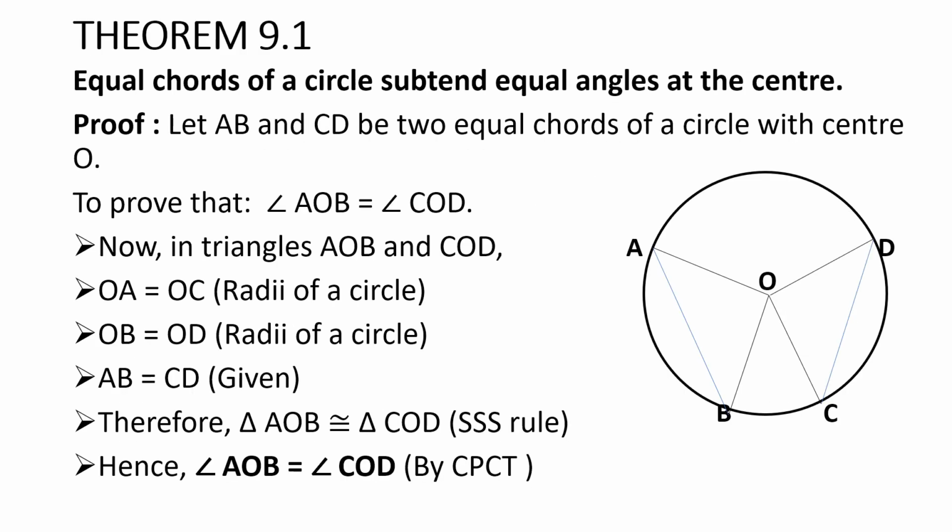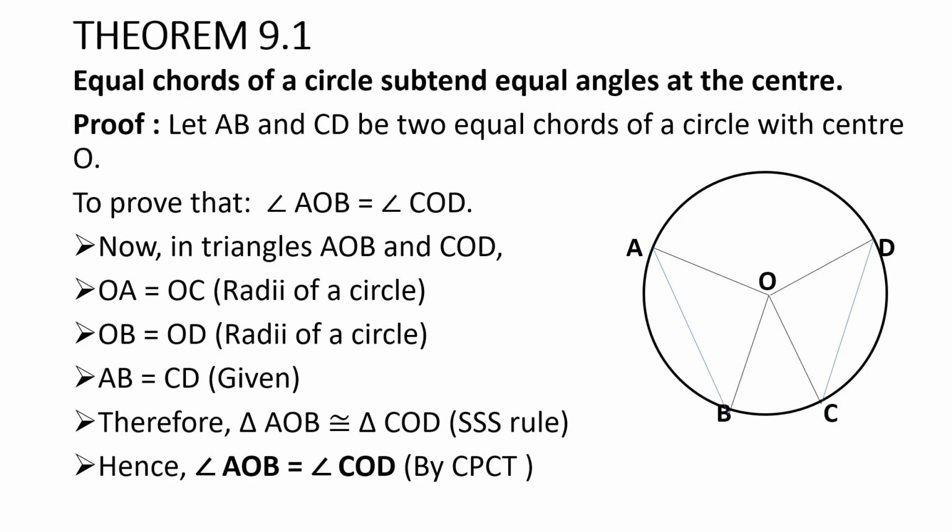the circle. Theorem 9.1. Equal chords of a circle subtend equal angles at the center. So, for the proof, consider AB and CD, two equal chords of a circle with the center O. We have to prove that they subtend equal angles at the center, means we have to prove that angle AOB is equal to angle COD.